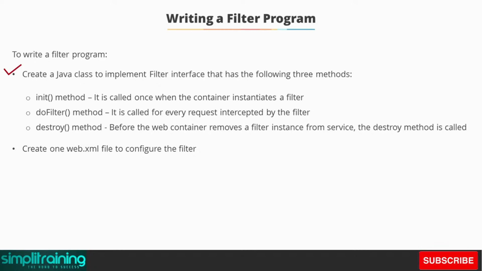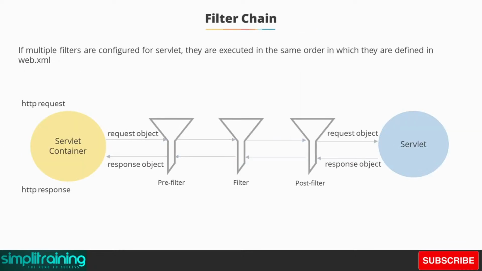To write a filter program, we create a Java class to implement the Filter interface that has the following methods: init, called once when the container instantiates a filter; doFilter, called for every request intercepted by the filter; and destroy, called before the web container removes a filter instance from service. And we create one web.xml file to configure the filter.